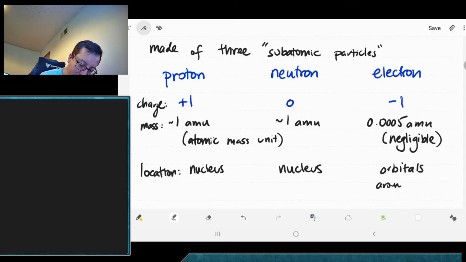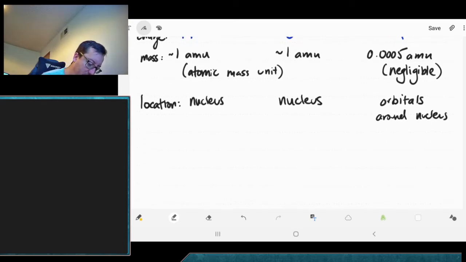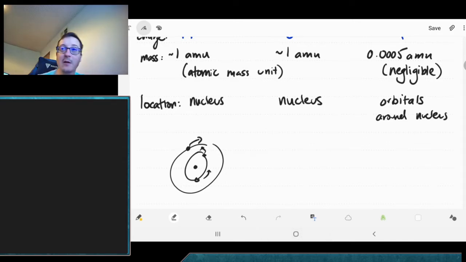And then the electrons are actually zipping around at about the speed of light in orbitals around the nucleus. So you might have seen this kind of idea before, where we've got this nucleus and these rings around it with electrons zipping around in them. You might see something like this.